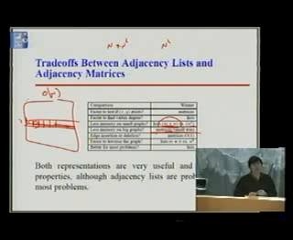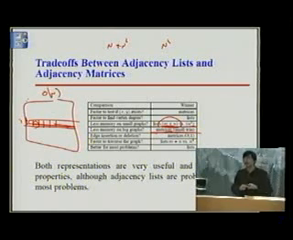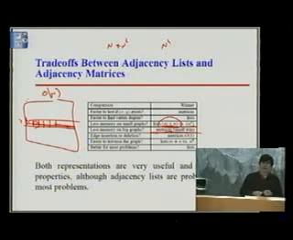Which is faster to insert or delete an edge? Okay, let's think about it. How would we insert an edge into an adjacency matrix? We go to the ijth element, boom, turn it into a true. How do we delete an edge from an adjacency matrix? Go to the ijth element, boom, you're false. How do we insert edge ij into an adjacency list?